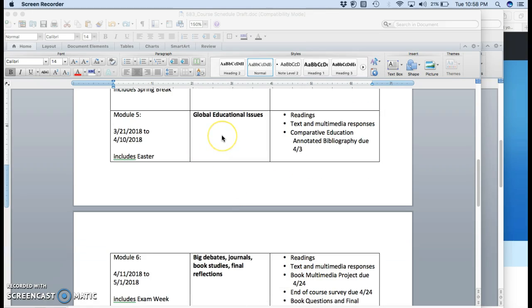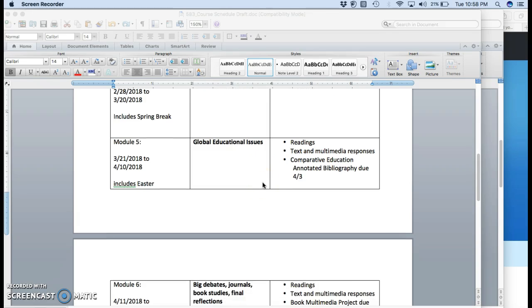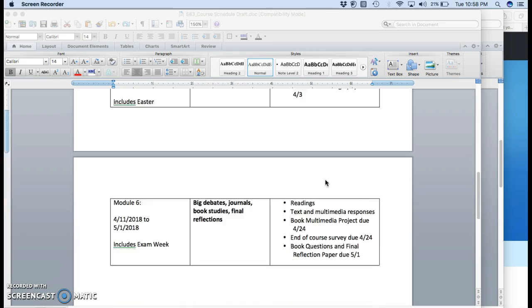Module 5, Global Education, includes spring break, and also Easter, so there are a couple of days of break there as well. With Global Education Issues, this is when you identify a specific issue of education that you're interested in and explore it around the world through a comparative education annotated bibliography. There is a rubric associated with that, and there will be screen captures and lots more conversation as we get closer to that assignment.